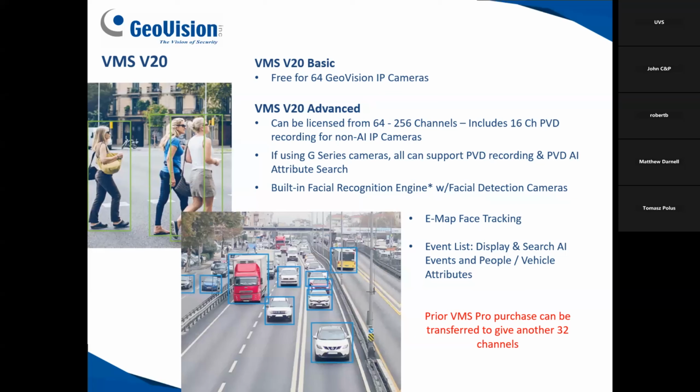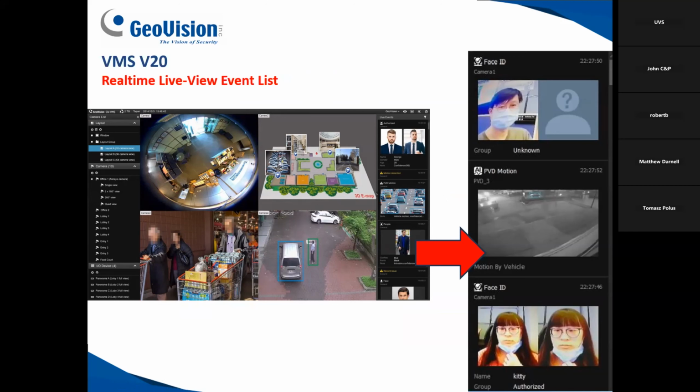So I'm going to go through some slides, and then I'm actually going to pull up a live view of VMS 20 and do some demo. The first one here is the real-time live view event list. So this is a new column that you'll see over on the right side of the screen. And again, this will update in real time, and it will show you any analytics activities that are happening.